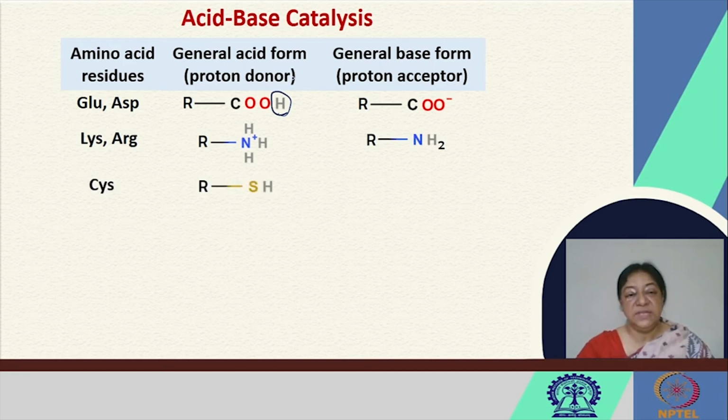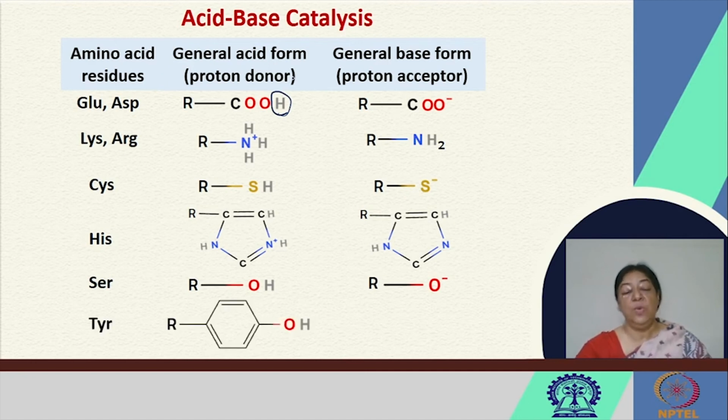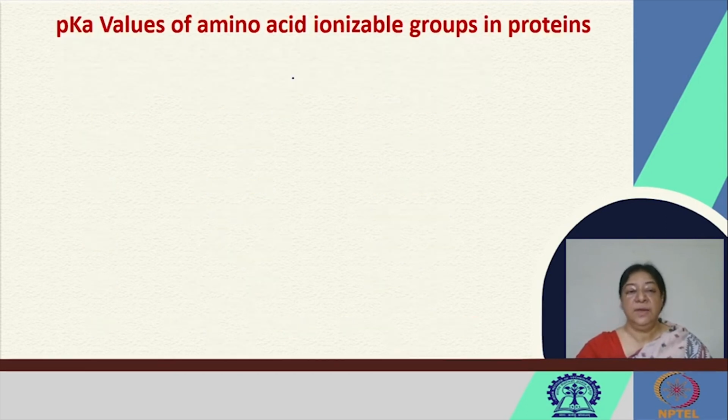We have the cysteine residue that has the sulfhydryl group. We have the histidine residue, by far the most important one. We will see why in the general acid form where it can donate a proton and in the general base form where it can accept a proton, and we can have serine where we can also have the OH go to O minus, and the tyrosine where we have the OH of the ring go to O minus.